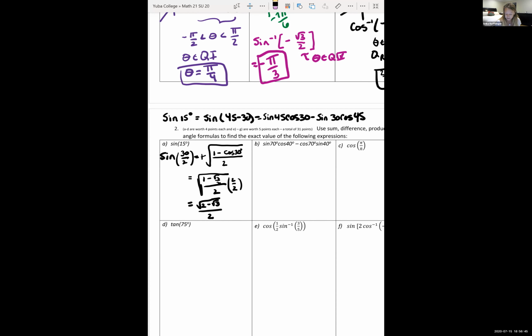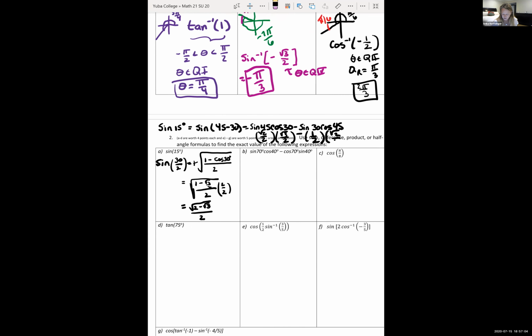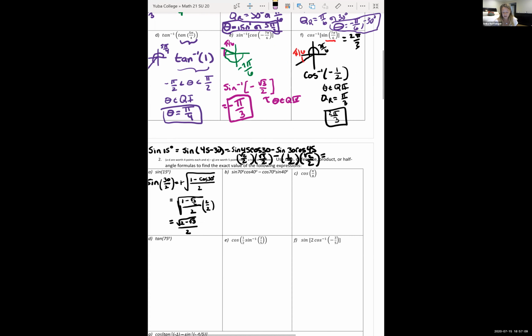Sine of 45 degrees, that one is root 2 over 2. Cosine of 30 degrees is root 3 over 2. Minus sine of 30 degrees is 1/2. Cosine of 45 degrees is root 2 over 2. So we can simplify a little further by combining this as one fraction. We have root 2 times root 3, that's root 6, all over 4. Negative 1 times root 2, so minus root 2, all over 4, so this is one fraction.